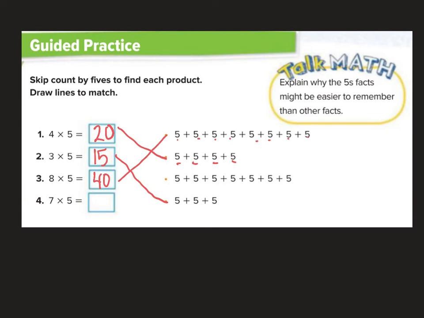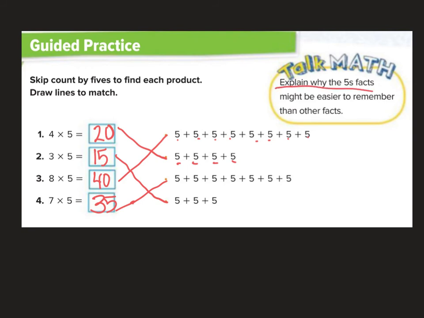And then lastly, 7 5s. One option would be to say, well, if I know 8 times 5 is 40, if I took 1 5 away, then I'd have 7 5s. So that should be 35. Or if you want to skip count again, we can do that. 5, 10, 15, 20, 25, 30, 35. Yep, so we got 35 both times. There's just 1 less 5 than 8 times 5. So that makes sense.